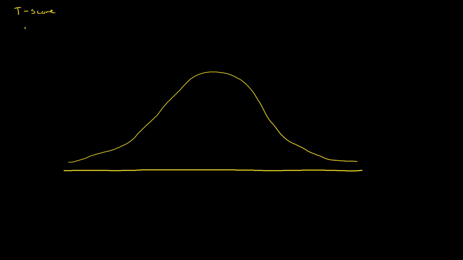A T-score, T sub i, so for any ith T-score, is going to equal 50 plus 10 multiplied by the ith z-score, Zi. Essentially, what you're starting with is 50 as the mean and then weighting the z-score by a factor of 10. Let me show you the logic behind this.